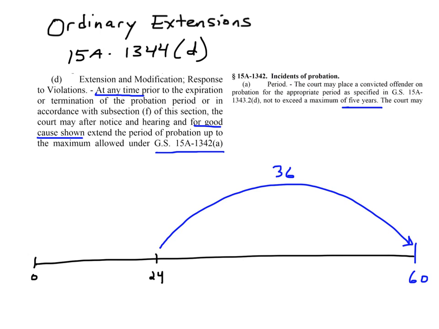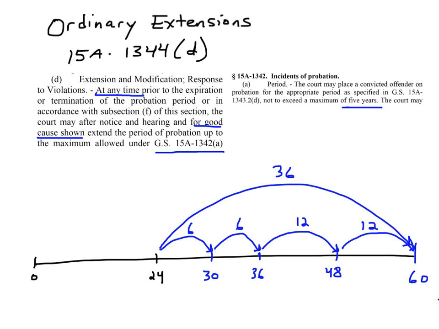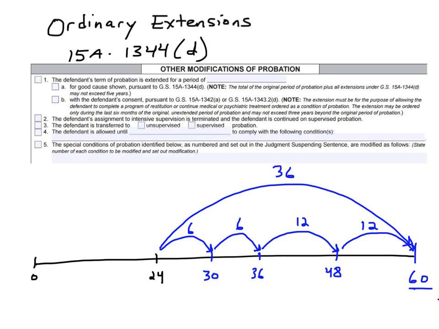The court could have initially thought, well, you only need an additional, say, 6 months on probation. A 6-month extension would have taken the person to 30. Then if that turned out not to be enough, the court could add another 6 out to 36. If that wasn't enough, then the court could have added, let's say, 12 out to 48, and then that final 12 to 60. But in no case could the court, through ordinary extensions, extend beyond that 60-month maximum term of probation.